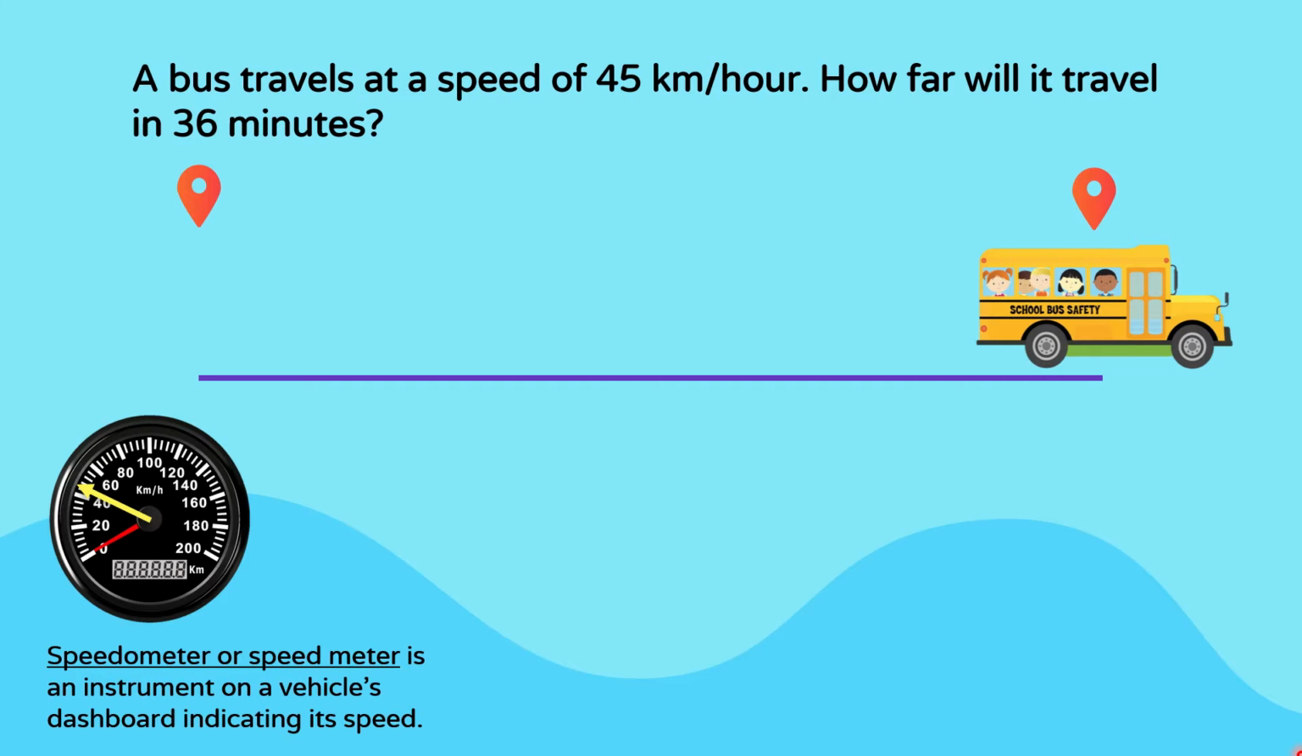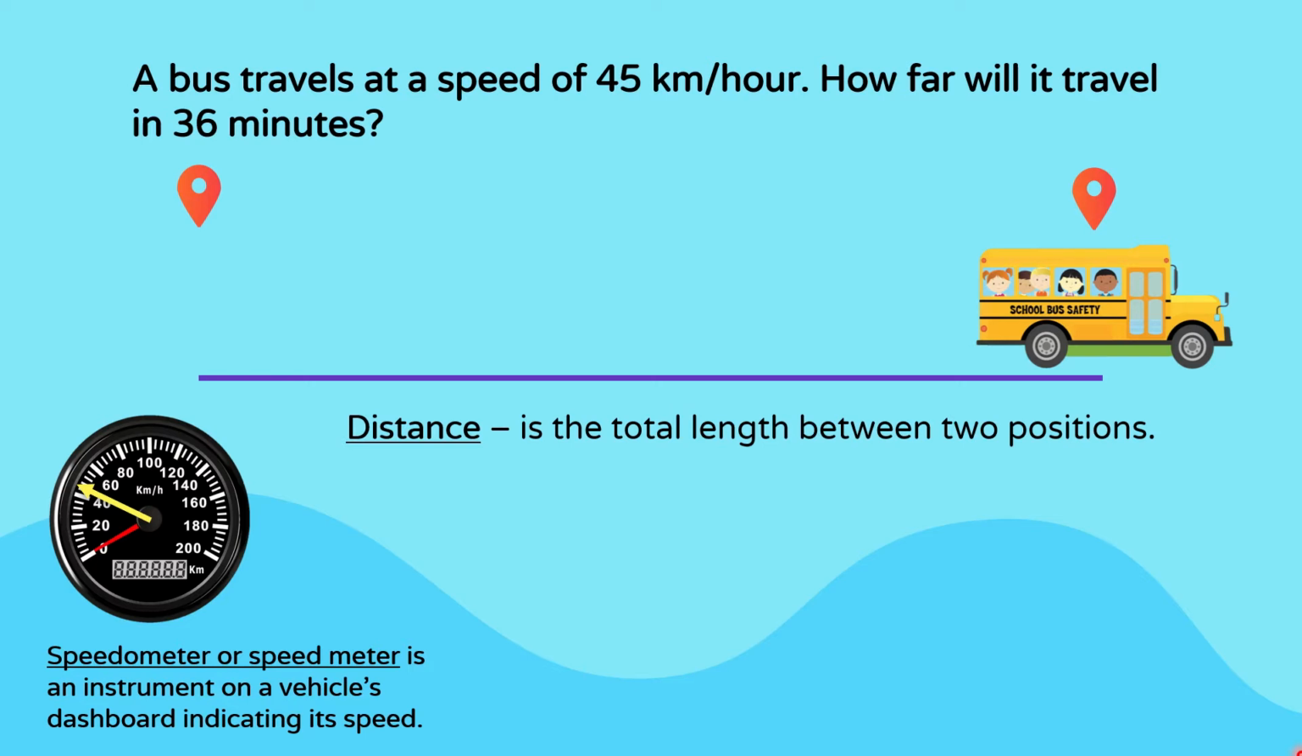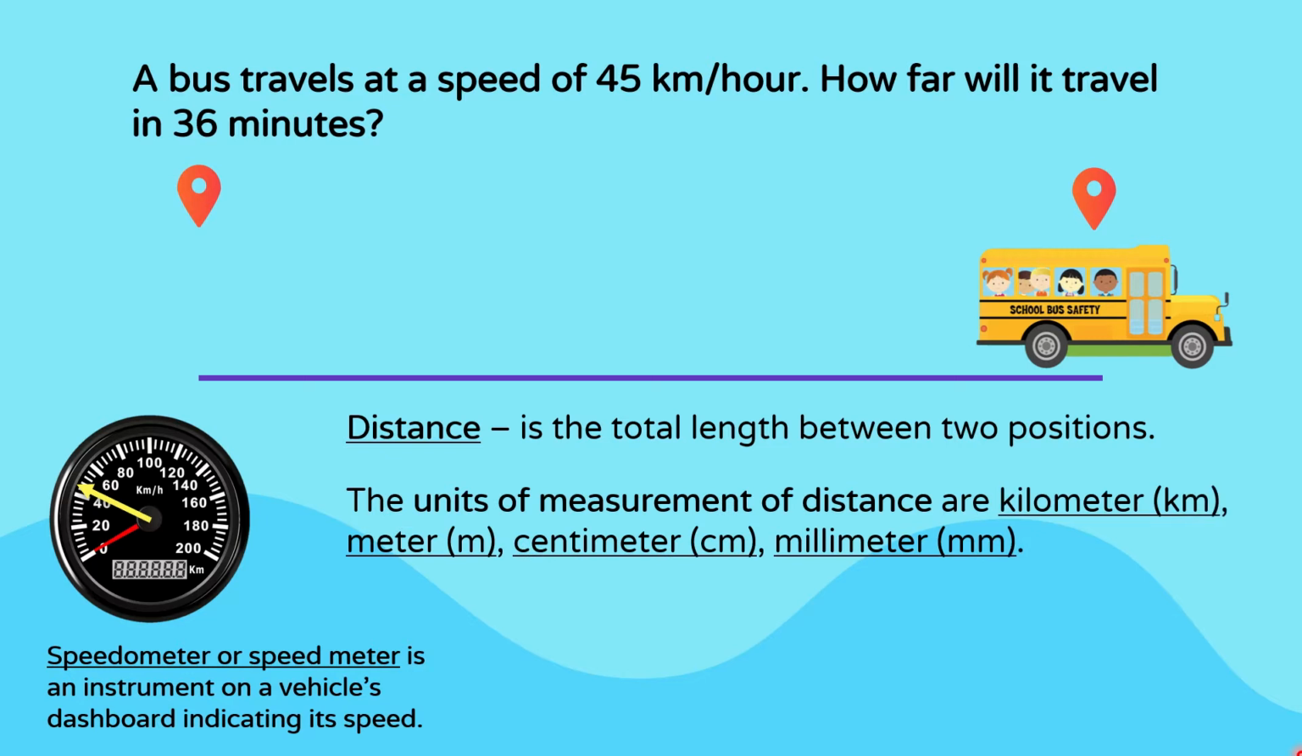This is a speedometer or speed meter. It is an instrument on a vehicle's dashboard indicating its speed. Given the speed of 45 km per hour and the time travel, which is 36 minutes, here we are asked to find the distance traveled by the bus. What do you mean by distance? When you say distance, it is the total length between two positions. The units of measurement of distance are kilometer, meter, centimeter, millimeter.